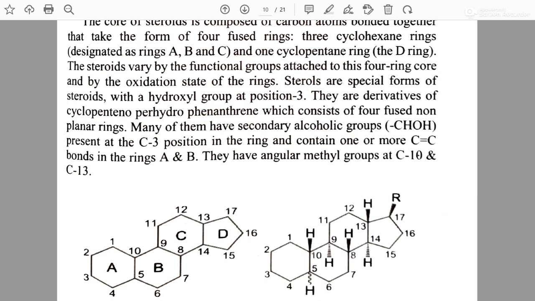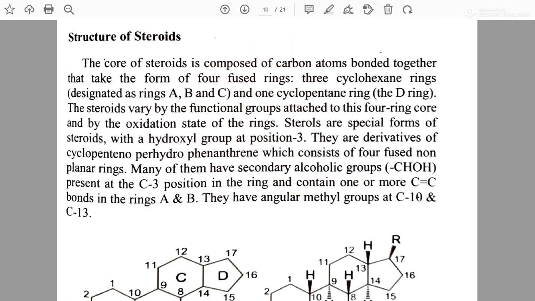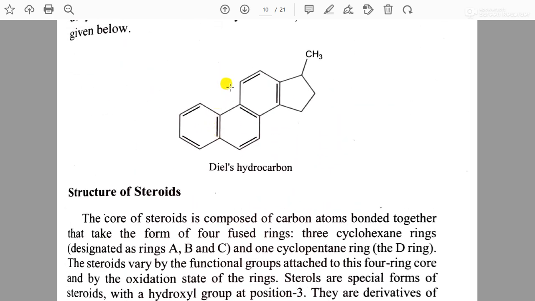As we saw earlier, the phenanthrene ring can be seen in the Diels hydrocarbon. Okay, so in this phenanthrene ring there is a cyclopentano ring attached, and in addition to that there will be a substitution of hydrogen at all these double bonds. So in the case of steroids, these double bonds will be absent because all the double bonds are substituted by hydrogen.